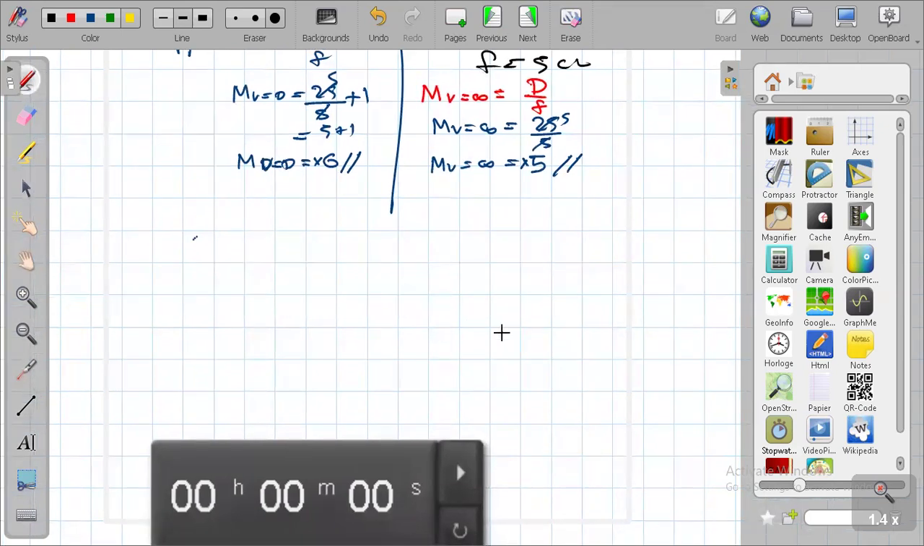Now another question. If an ant is of length 2 mm, find out the apparent length of the ant for the above two scenarios, with a simple microscope.